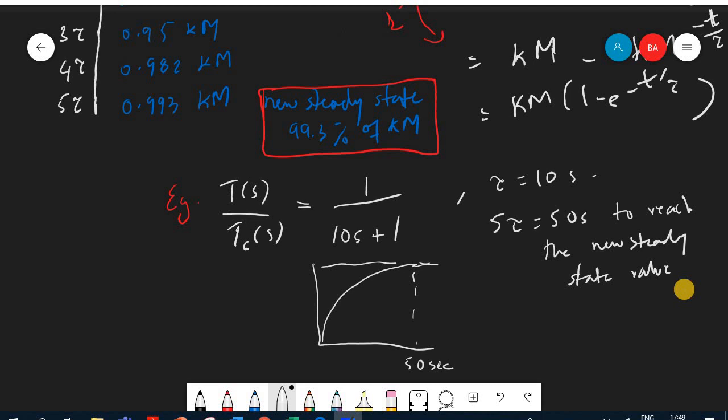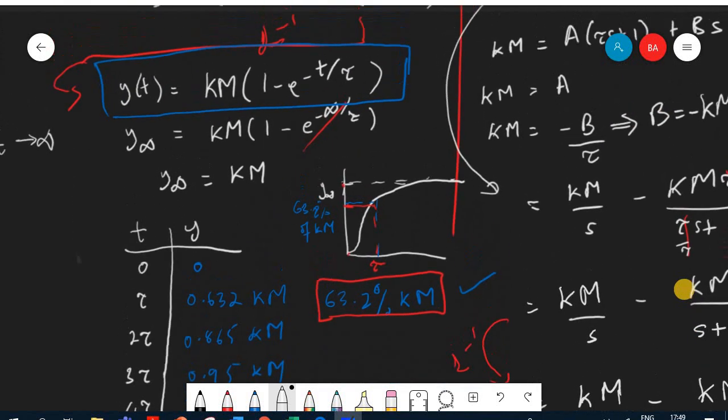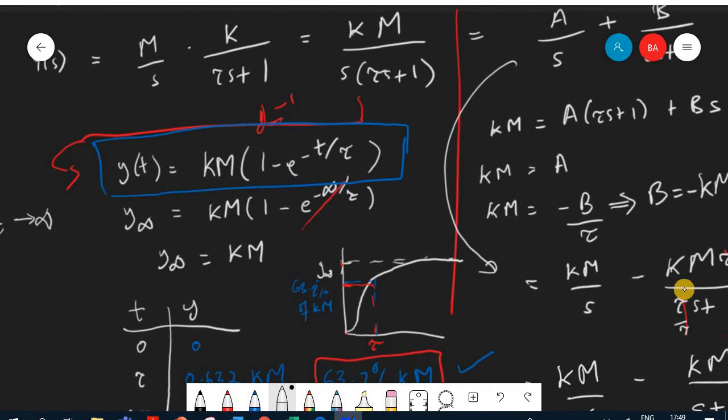So what we have done so far, we have taken a step input to a first order process, and from the step input to the first order process, I obtained my form. If I have step input M over s to a first order process K over tau s plus 1, this is how it looks in the S domain.